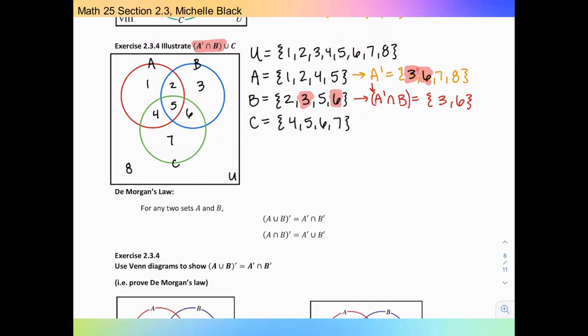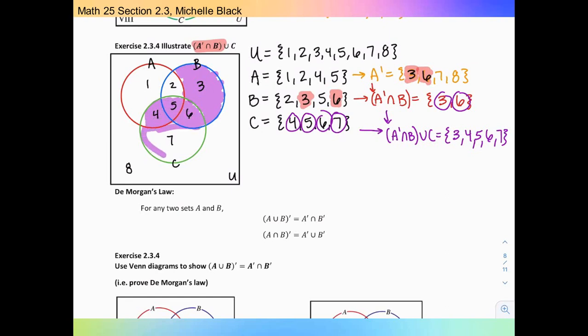But I need to find the union of that set with set C. And remember, I said that unions tend to be the easiest because you don't need to figure out what matches, you just take absolutely everything you see. So I see a 3, I see a 4, a 5, I see a 6 from both of them, and I see a 7. Now to illustrate this, I just go shade in those matching numbers. So I need region 3, region 4, region 5, region 6, and region 7.